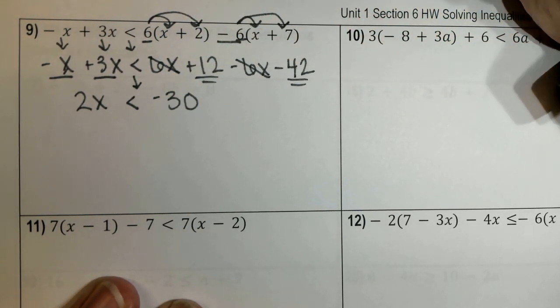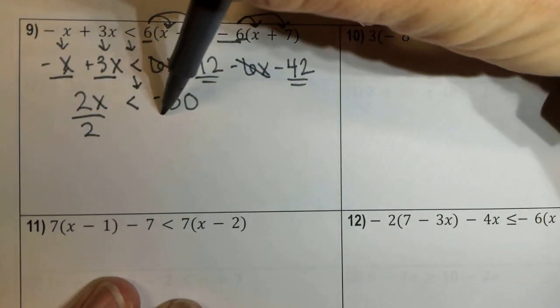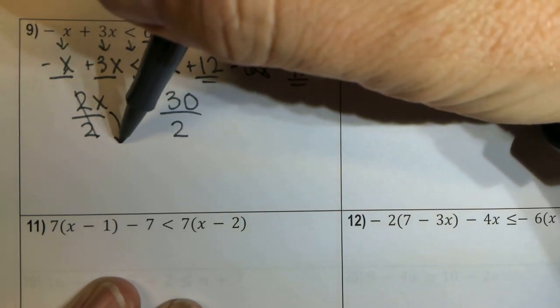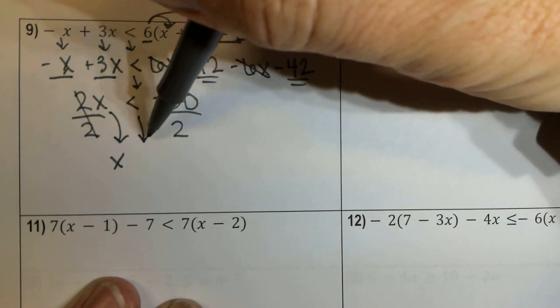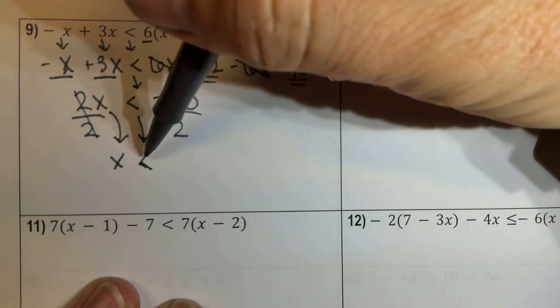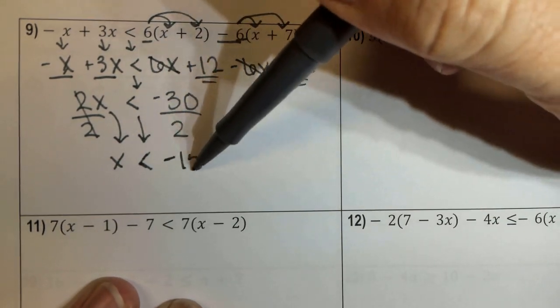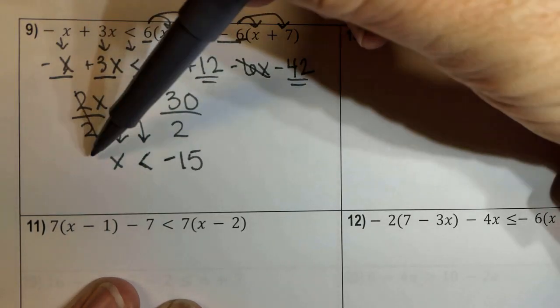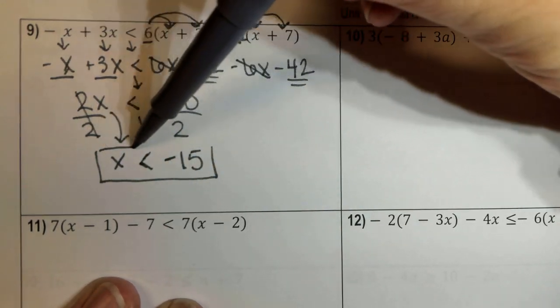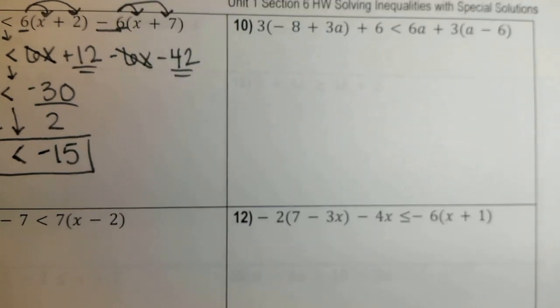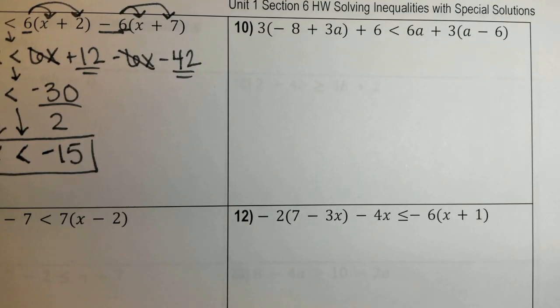Alright, my last step from here is just divide. Okay, so my x stays. My inequality did not change. I did not divide by negative. And negative 30 divided by 2, negative 15. And that's my answer. Not too bad, right? Hopefully.